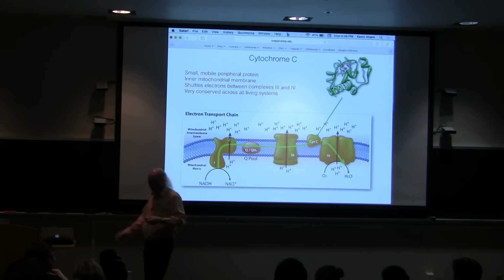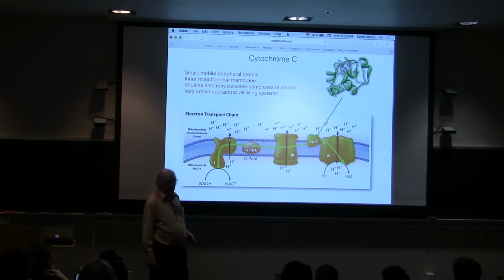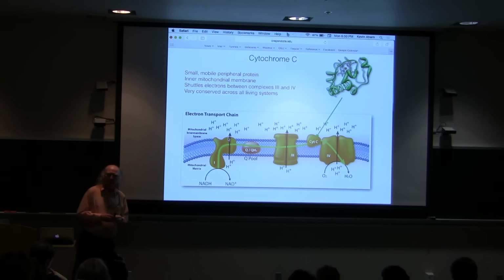Okay? Yes? There's a heme group in it, yes. That right there, yes, that's a heme group, yeah. So whenever you hear the word cytochrome, it's got a heme. Yep.